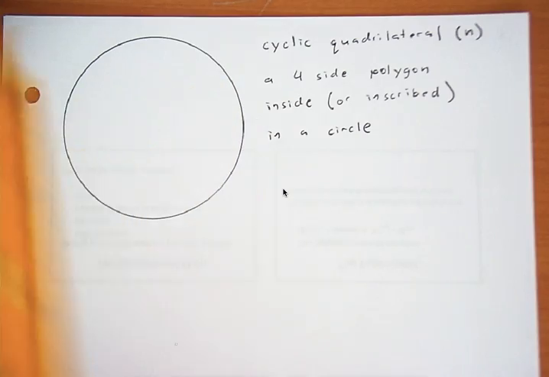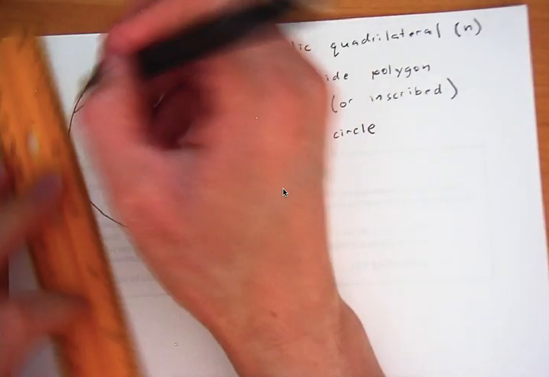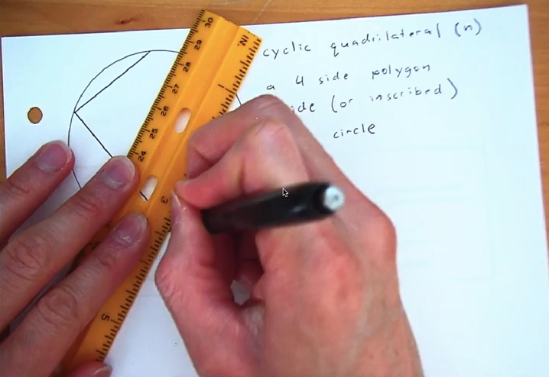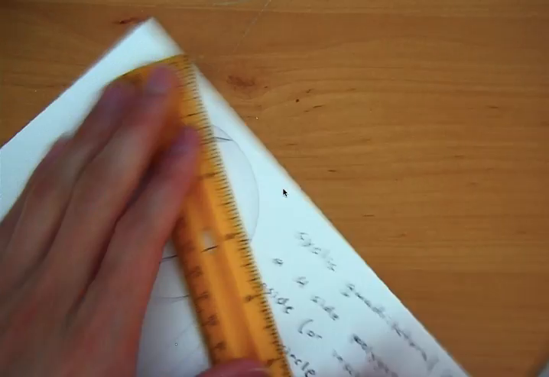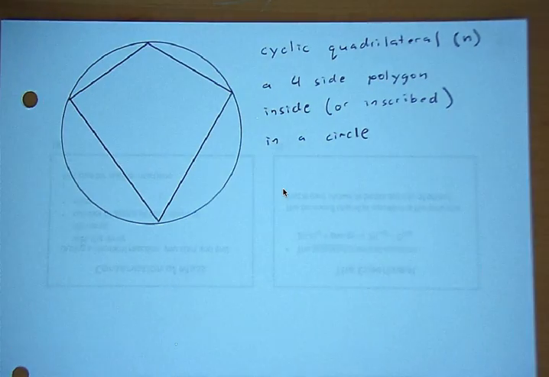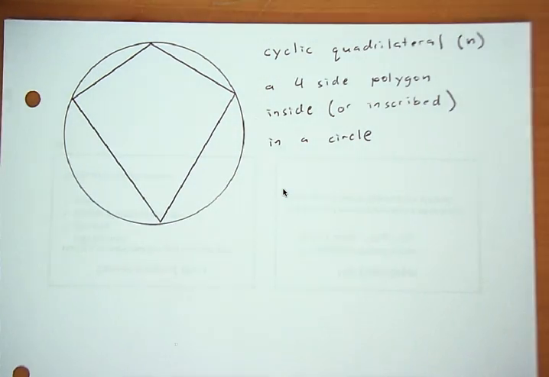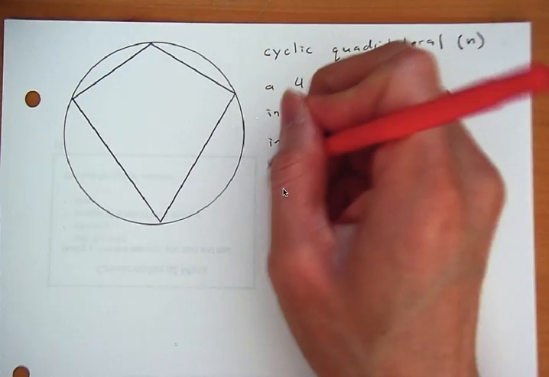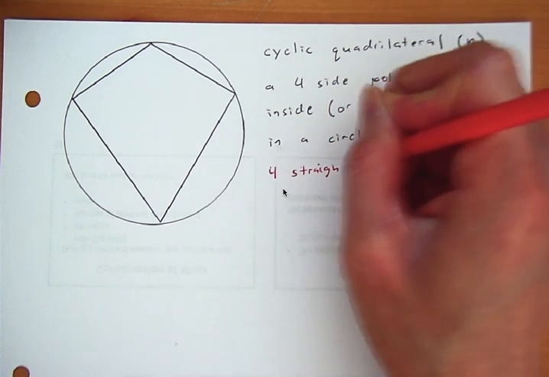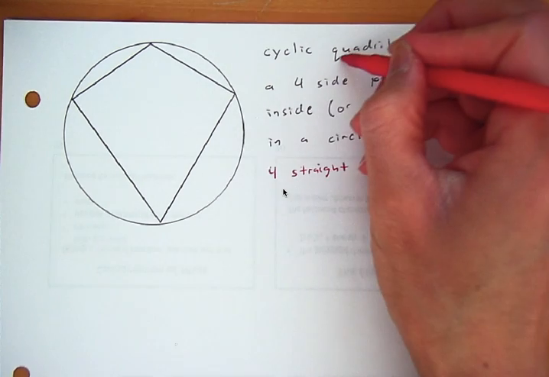So, for example, if I drew something like this, this would be a cyclic quadrilateral. Four straight sides inside a circle. So you have four straight sides because it is a quadrilateral.